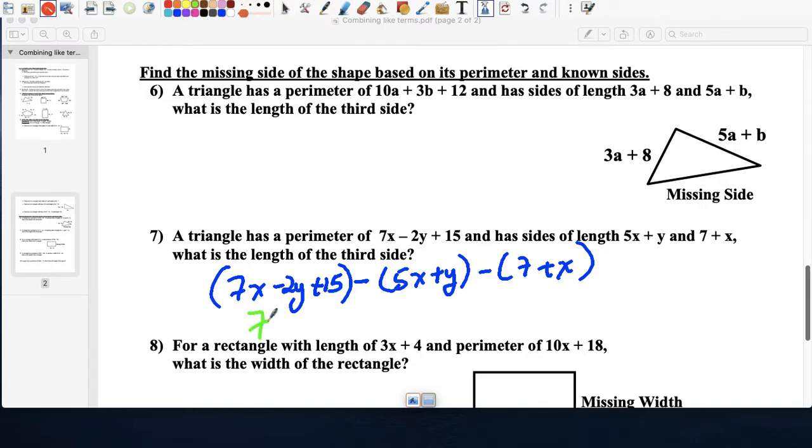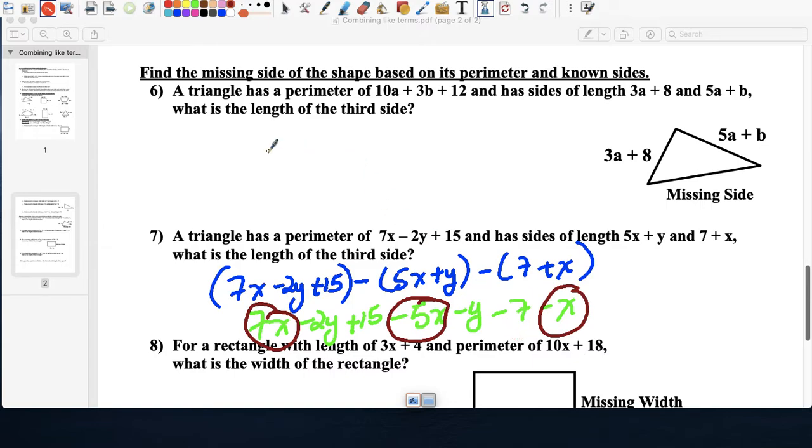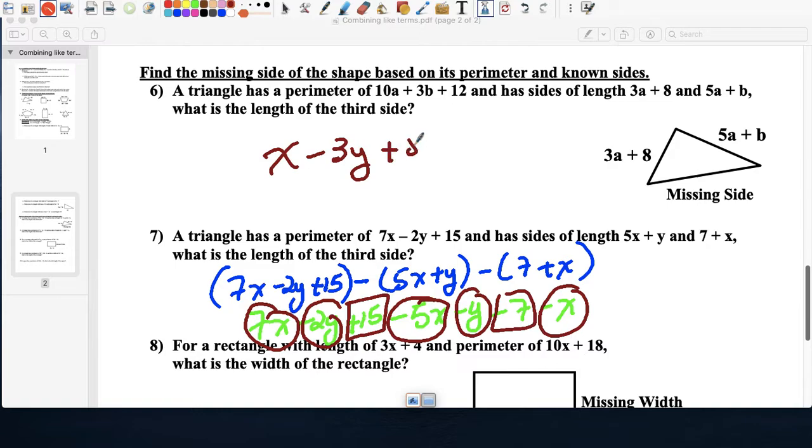So we're going to get 7x minus 2y plus 15. That minus sign changes everybody here, so it's minus 5x minus y, minus 7 and minus x. Combine like terms: 7x minus 5x and minus x leaves just x. Minus 2y minus y is minus 3y. And then 15 minus 7 is just positive 8. Ta-da.